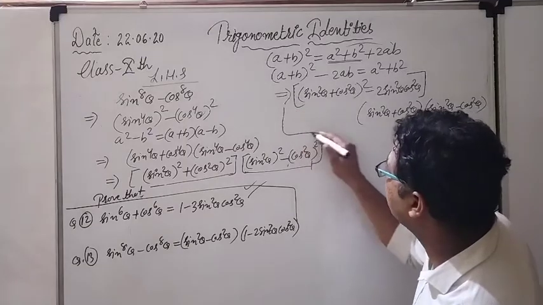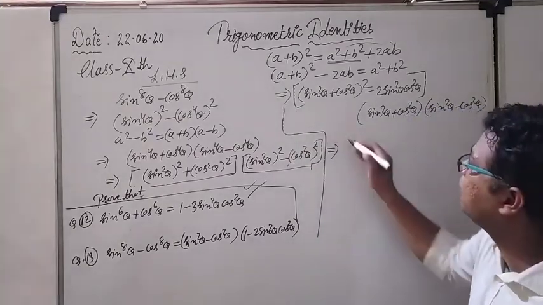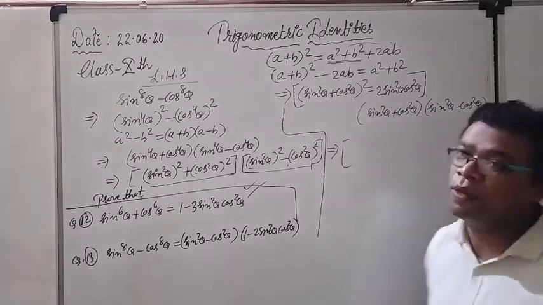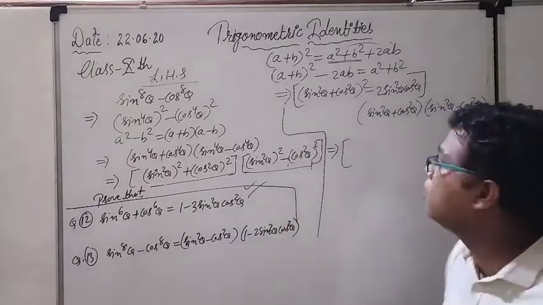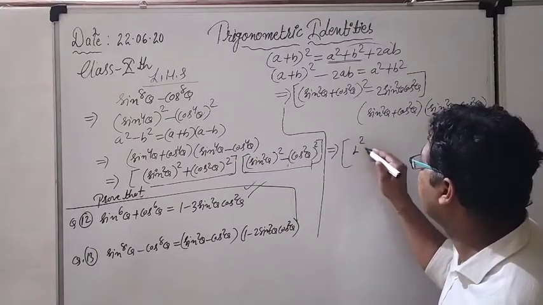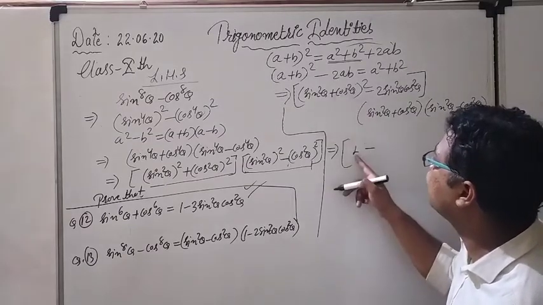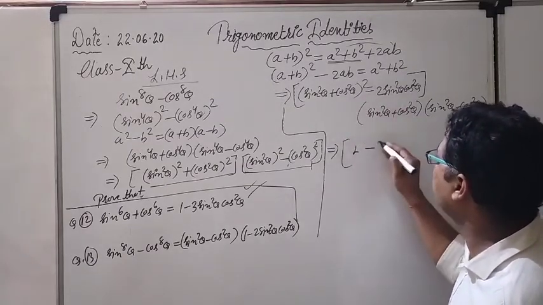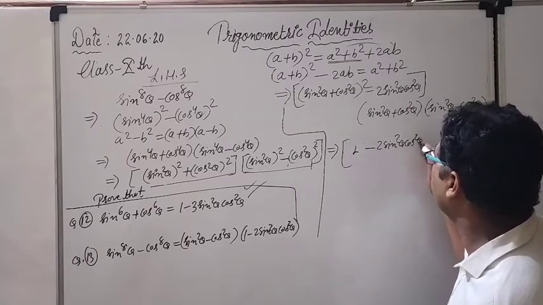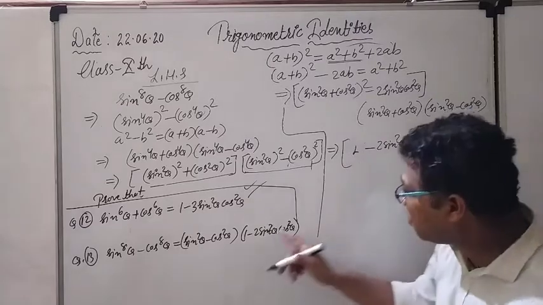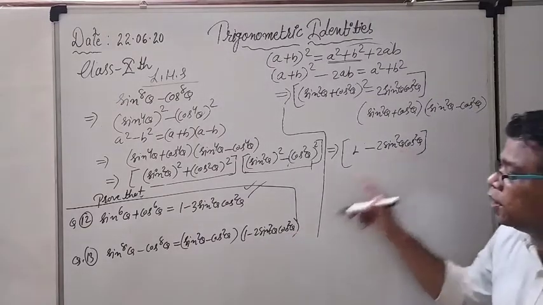And from here this particular sign goes here. See here. Inside the big bracket, sin square theta plus cos square theta is none other than the identity 1. So 1 square, directly I will write 1, minus 2 sin square theta cos square theta. So I am getting 1 minus 2 sin square theta cos square theta. You can match.